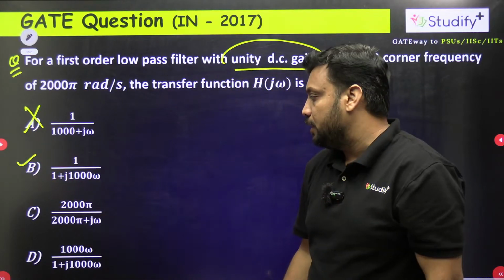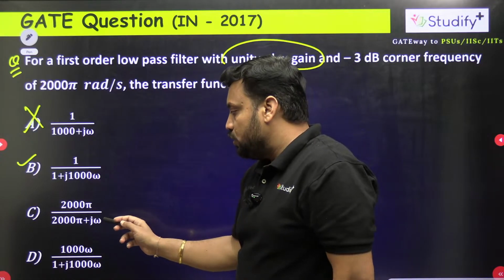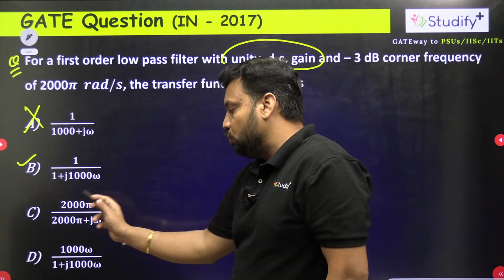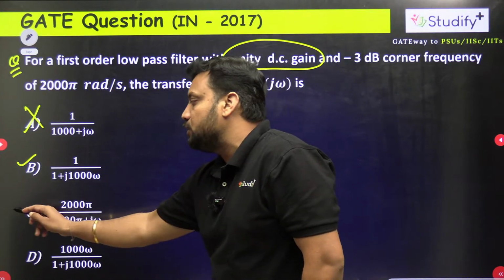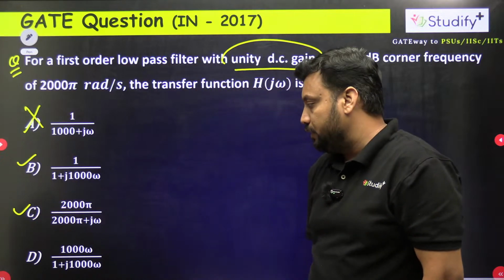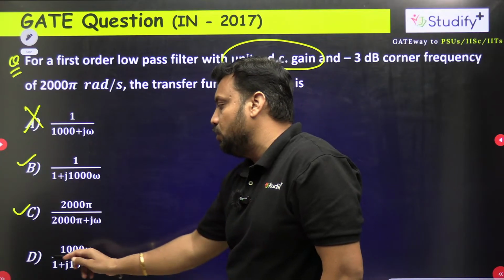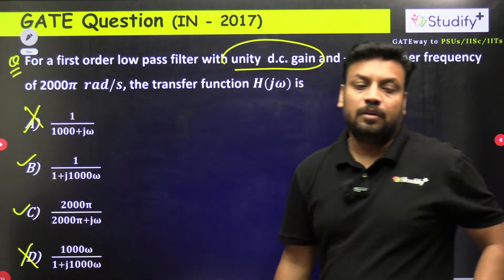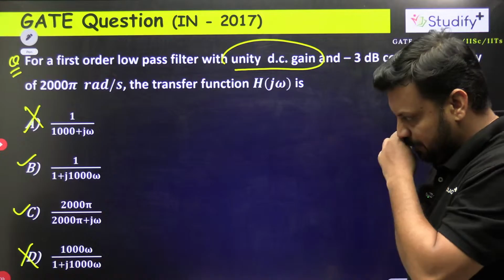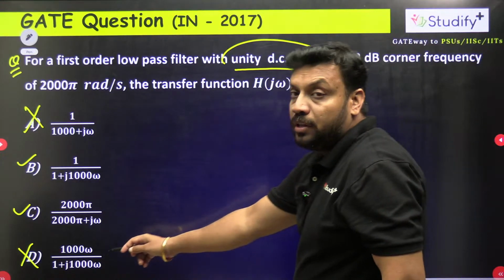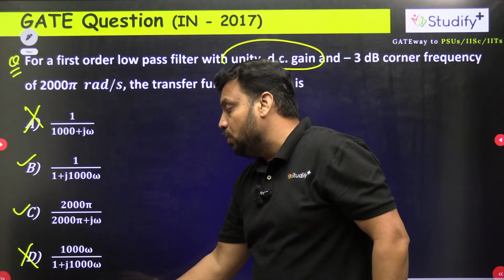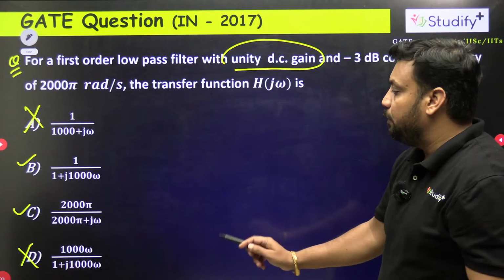B can be correct. Here also once you put omega 0, this 2000 cancels. So this can also be correct, because this also gives 1. And here, again putting omega equal to 0, the whole thing becomes 0, meaning this is also wrong. This is also wrong guys, because it will not give you unity DC gain. It gives you 0. Yes or no?